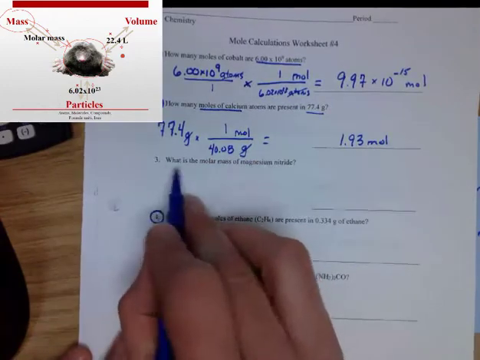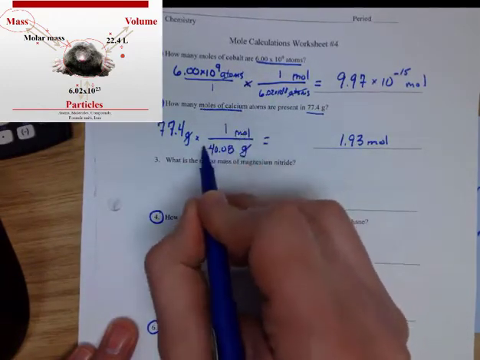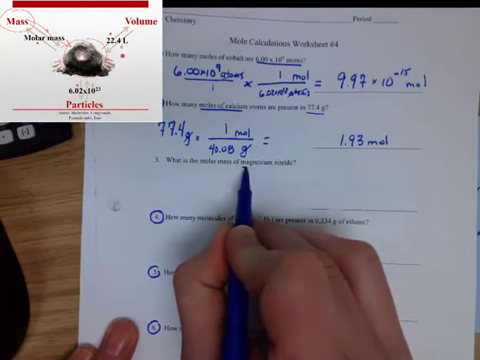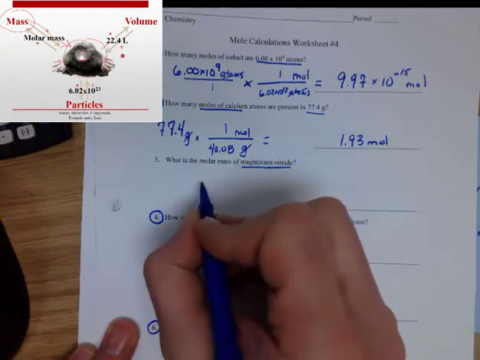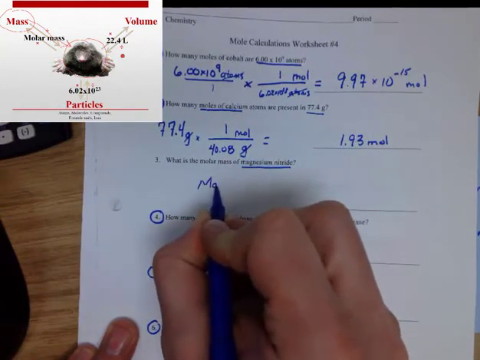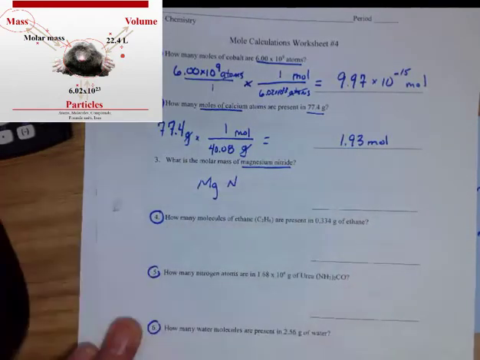All right. Question 3 here. Notice I needed the molar mass for calcium up here. Question 3 here asks me to find the molar mass of a compound instead of an element. Compounds, you need to make sure that you're writing the right formula. So magnesium nitride would be made up of magnesium and nitrogen.